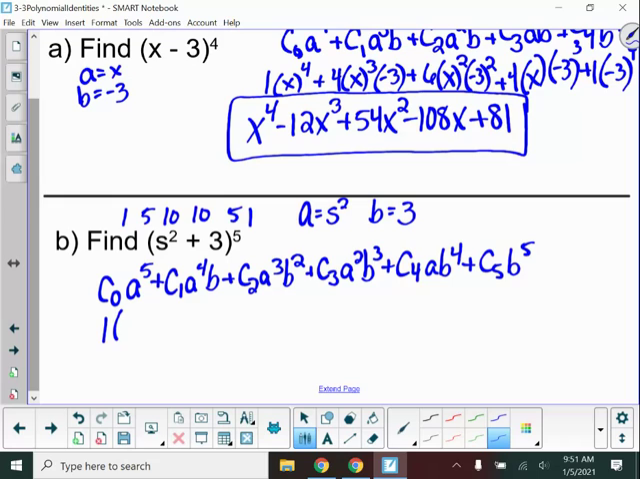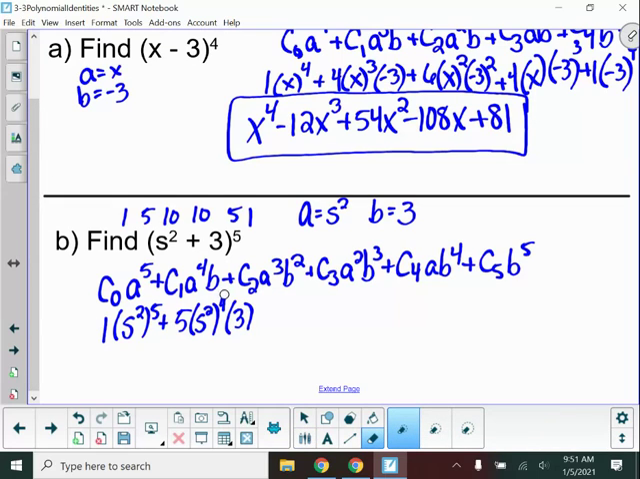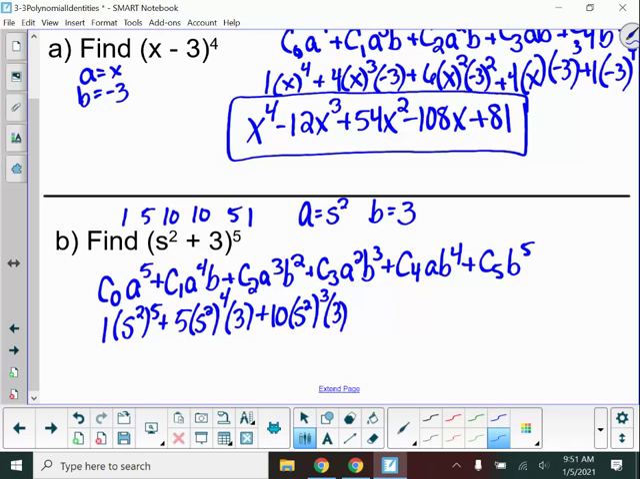So this is 1 times s squared to the fifth, and then 5 s squared to the fourth times 3. That does not look like a 4, so I will go through and try to fix that. There we go. And then my next coefficient, s squared to the third. The 3 is now squared. Next coefficient, s squared to the second.